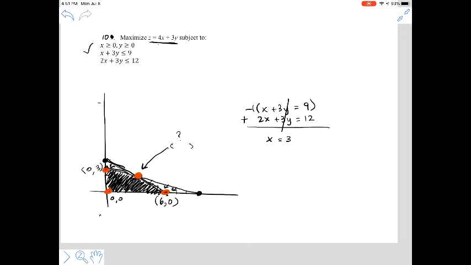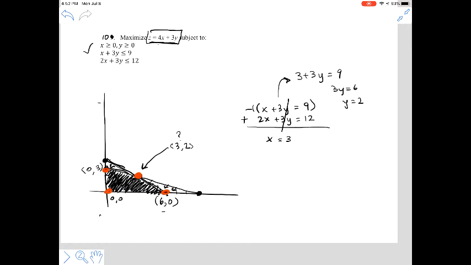So once we know x equals 3, we can use one of these, like this top equation. If x equals 3, then 3 plus 3y equals 9. If you subtract 3, you get 3y equals 6. y equals 2. So that point is (3, 2). Now, you're right. We haven't used this objective function yet because we didn't know what x and y were.